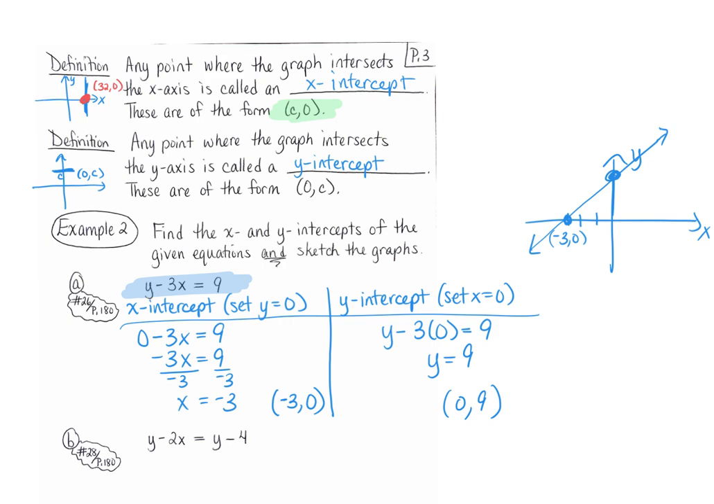Whenever you're finding your y-intercept, notice that it's in the form 0, c. That means x equals 0. So for the y-intercept, we need to set x equal to 0. For the x-intercept, we need to set y equal to 0. Good question. What other questions do you have?